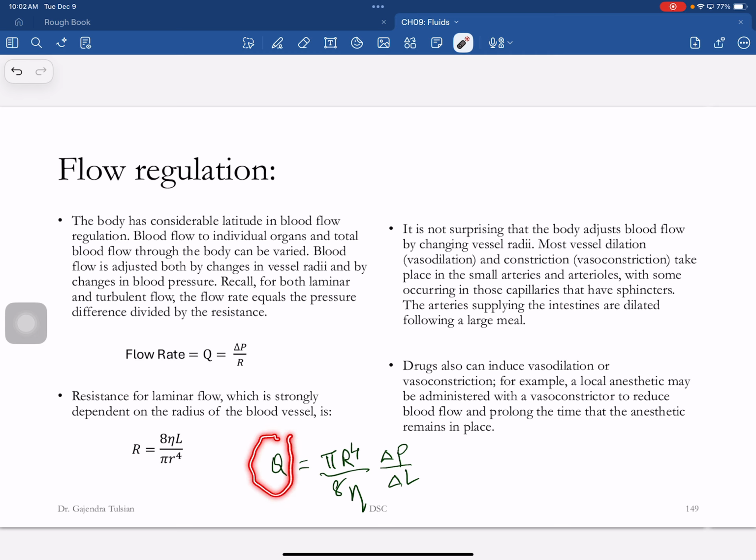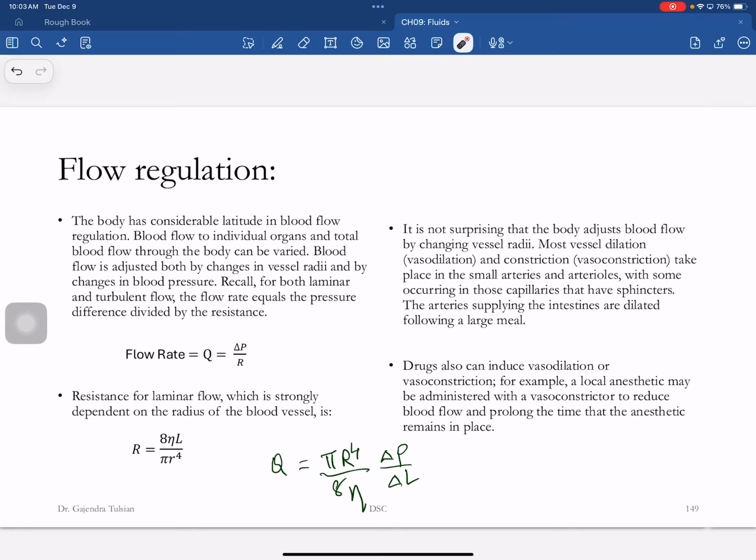So if you want to increase flow rate, let's say you go for a run and you want to supply oxygen faster to your cells, what you can do is increase the pressure. That means your heart is having to work harder. Or you can dilate your blood vessels, make them wider, and you can increase flow rate. The difference between a good athlete and a bad athlete like me is I increase my blood flow rate by increasing the pressure. A good athlete increases the flow rate by increasing the diameter of the vessels. So they don't rely on increasing the pressure that much.